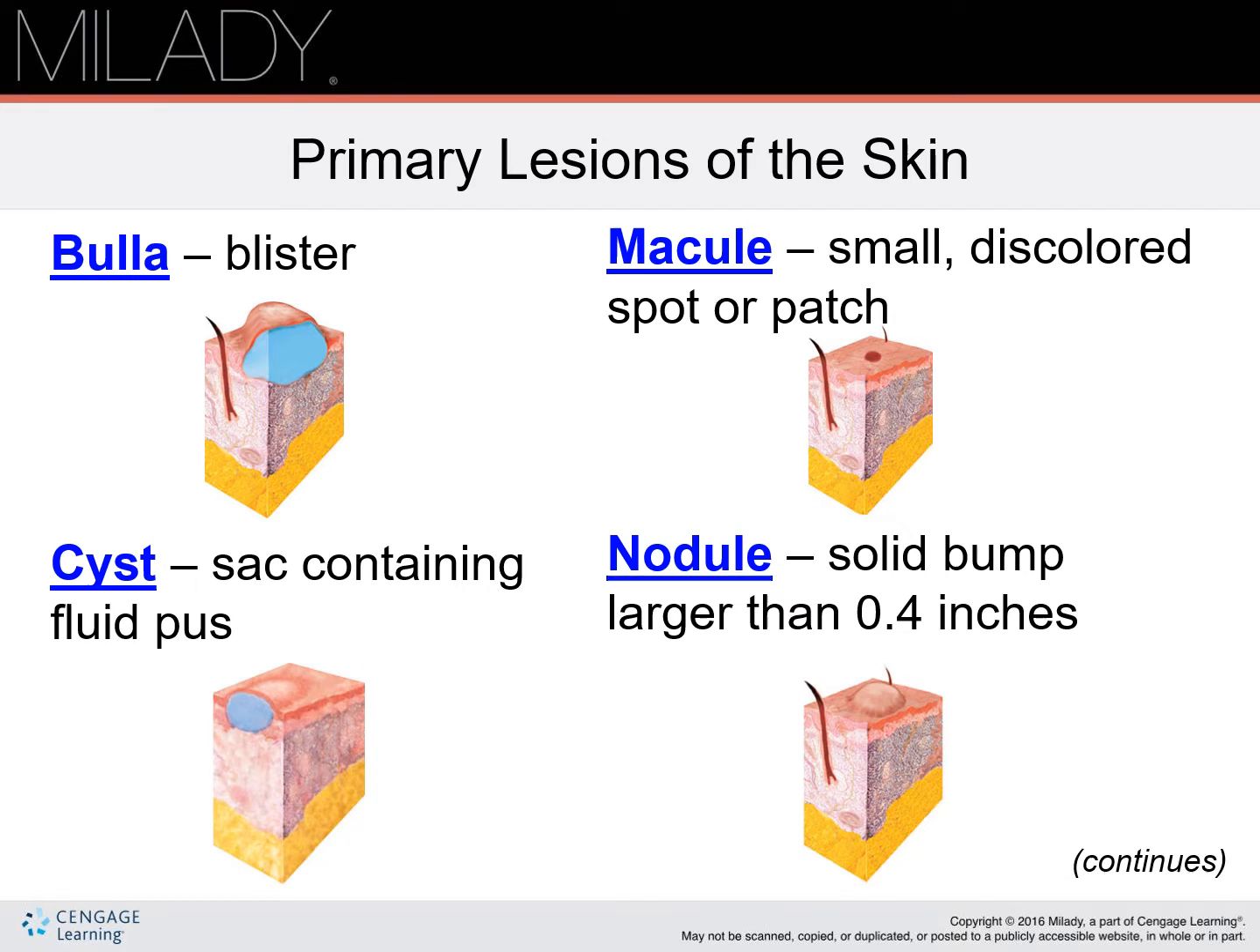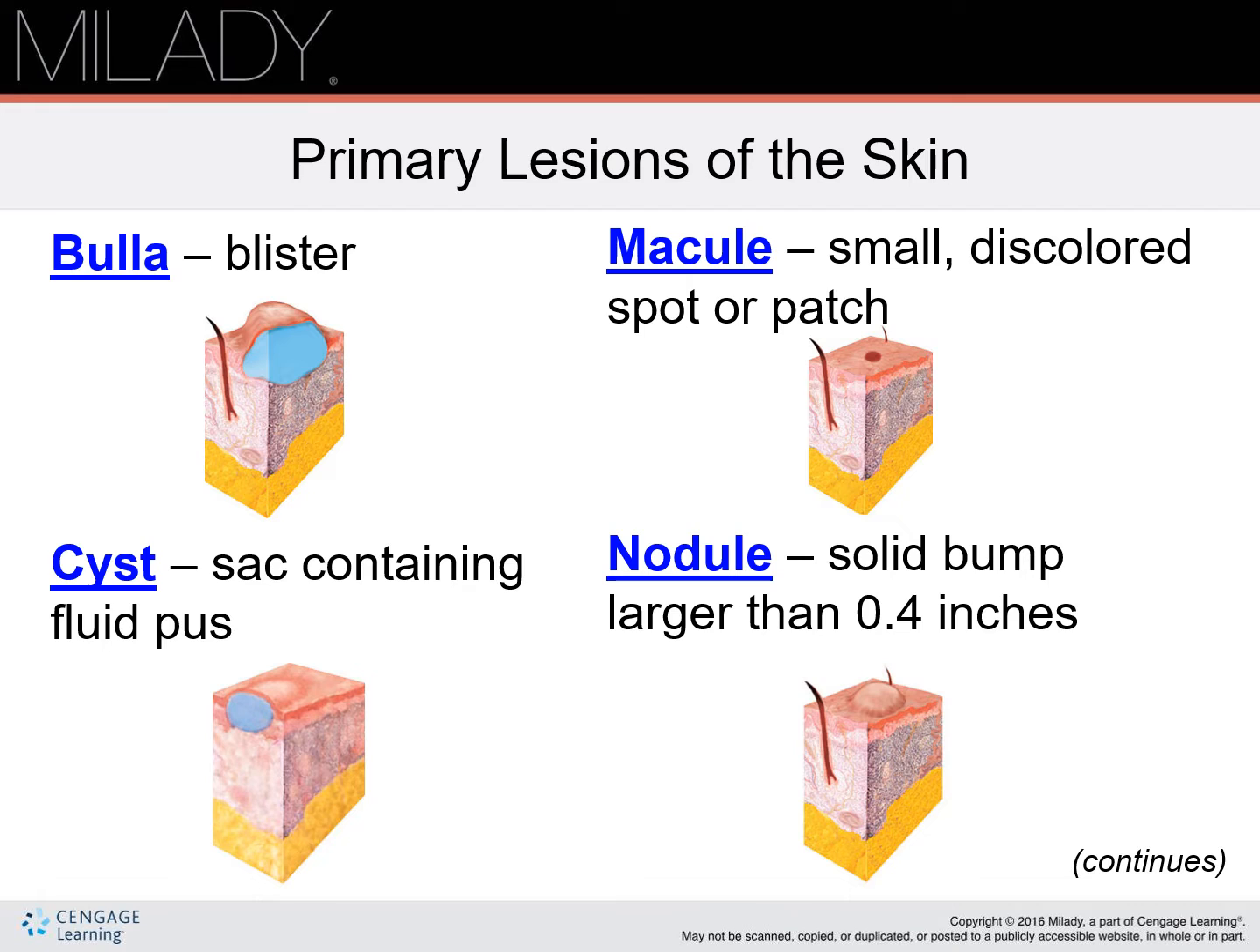Primary lesions. So what does that mean? Primary lesions are a different color than the color of the skin. They are raised above the surface of the skin. They often are differentiated by size and layers of the skin. These also may require medical attention.